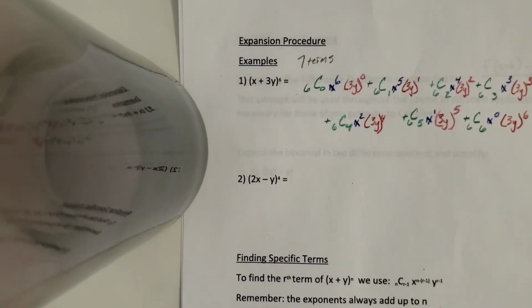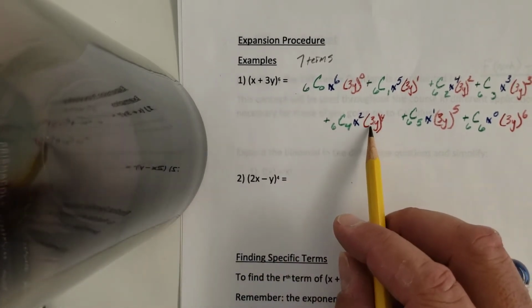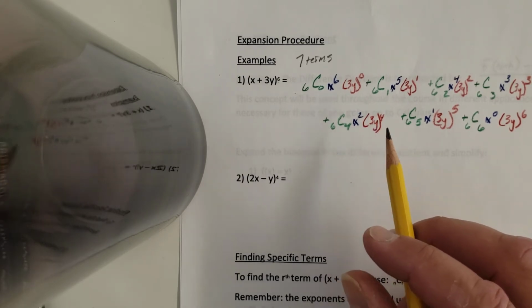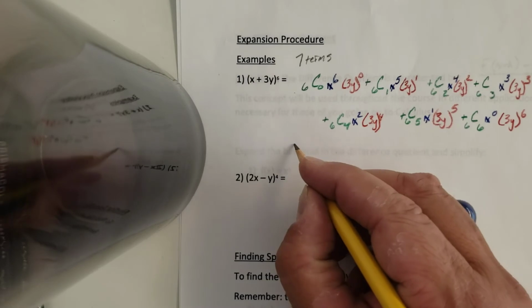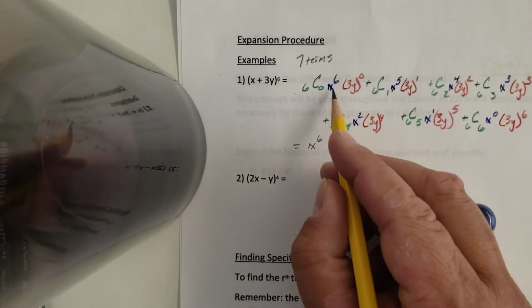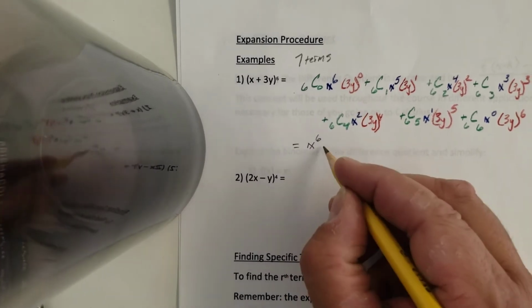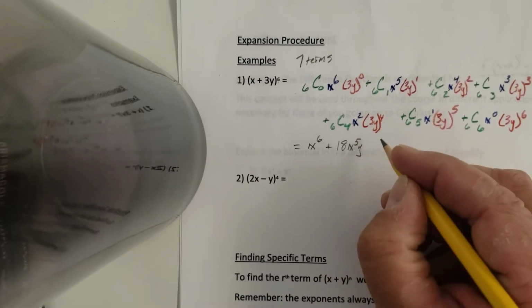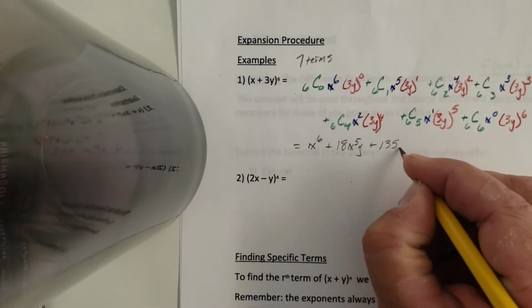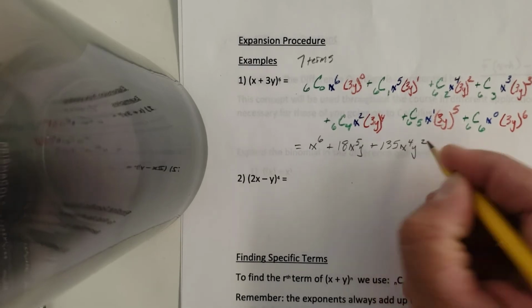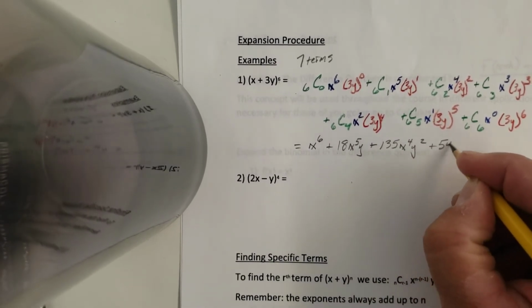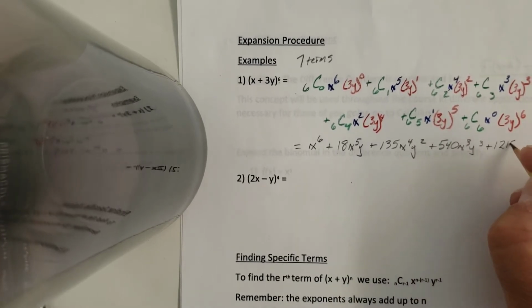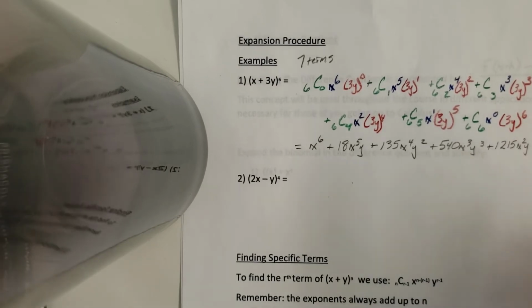Okay? So when you go through, and you can actually do the combinations and the powers of 3 in your calculator, I would advise you to give that a shot, just so you know what it looks like and how to get there. But your end result is going to be x to the 6th, this ends up being 1 and this ends up being 1, plus 18x to the 5th y, plus 135 x to the 4th y squared, plus 540 x to the 3rd y to the 3rd, plus 1215 x squared y to the 4th.